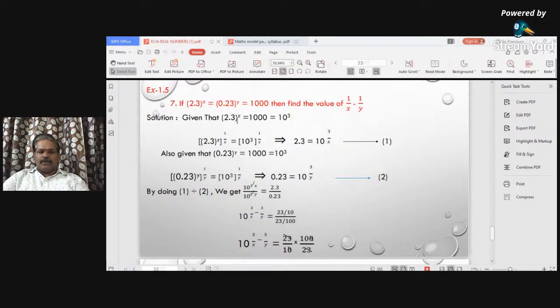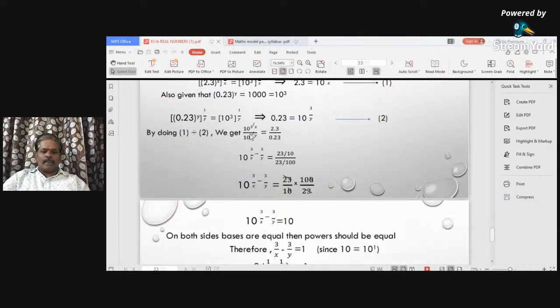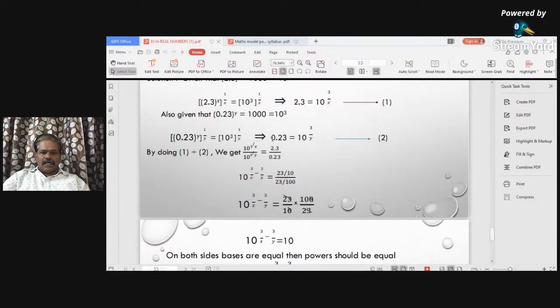Given that 2.3 whole power x is equal to 1000, which can be written as 10 cube. So sending this x to that side, it will become 3 by x. That is, 2.3 is equal to 10 to the power of 3 by x. Also given that 0.23 whole power y is equal to 1000, because these two values are constant, equal to 1000. So we get the second equation, 0.23 equals 10 to the power of 3 by y.